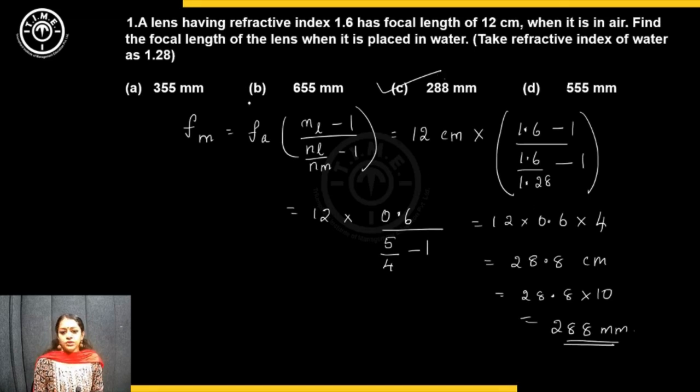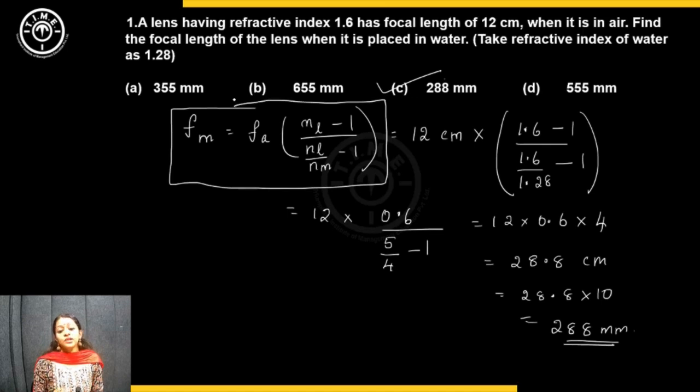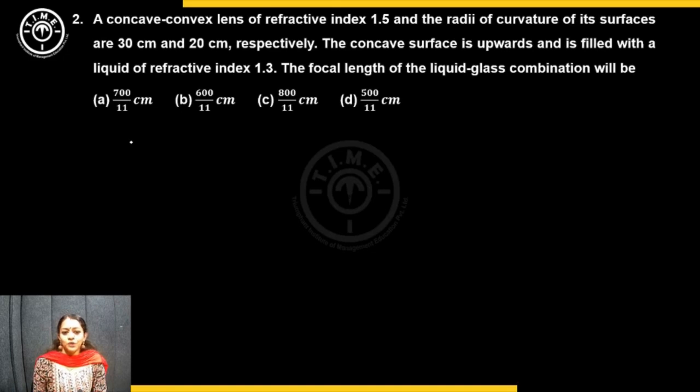So you just learn this equation by heart. This is a very simple equation. This is the equation to find the focal length of a lens when it is immersed in a certain medium. The focal length of the same lens in air will be given. The refractive index of the lens as well as the refractive index of the medium will also be given. You can easily find out the answer. Hope the solution is clear. Now let's move on to the next question.